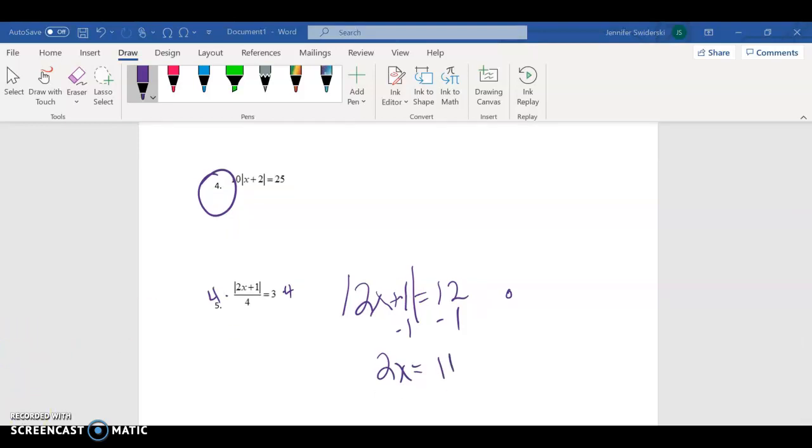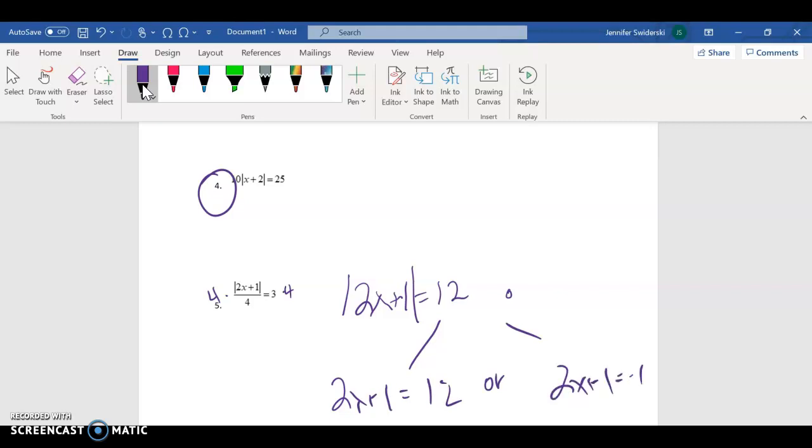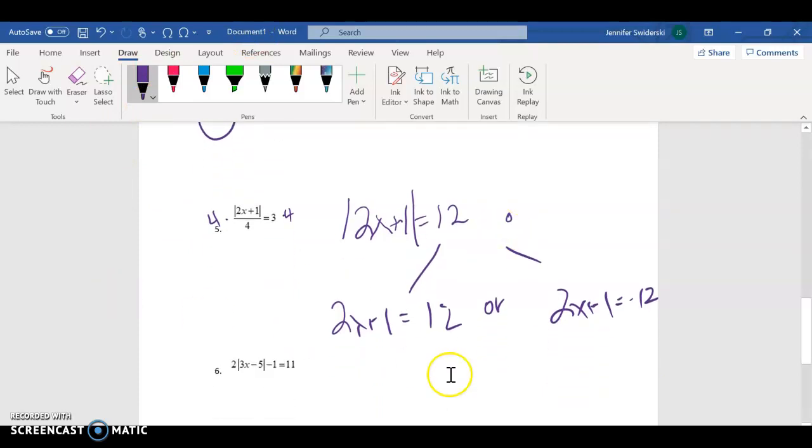So now that we're up here, I'm actually going to erase this. I know a lot of you see these that, hey, now this is isolated. Once it's isolated, we have two choices. So we have 2x plus 1 equals 12, or 2x plus 1 equals negative 12. Then I'm going to have you go ahead and solve that one, number 5.